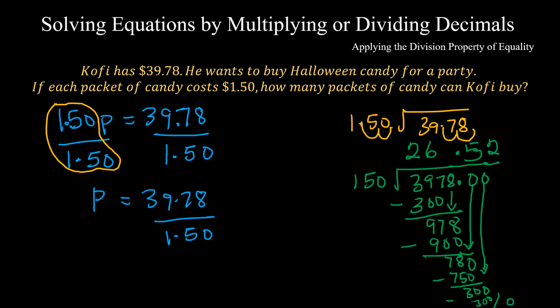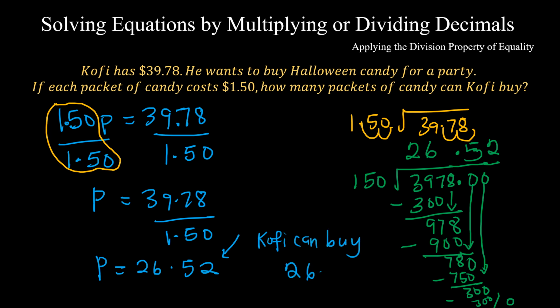So our answer here is going to be P is equal to 26.52. Now, the question is, how many packets can he buy? Obviously, he can't buy 0.52 packets. So we're going to say Kofi can buy 26 packets. He's just going to have a little bit of money left over.